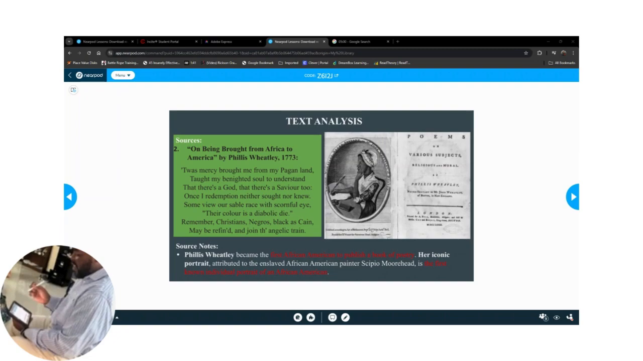So what you're going to do, you're going to write in your notes the title of the source: "On Being Brought from Africa to America" by Phillis Wheatley. Does everybody follow me there? That's the name of your source. You're going to read what she wrote there. I gave you some source notes as well. Does everybody got me there?